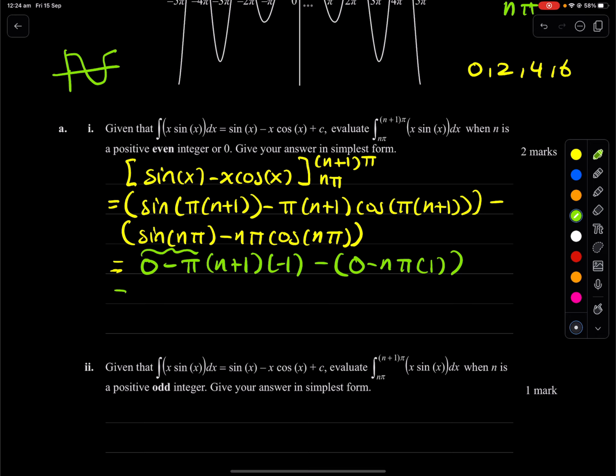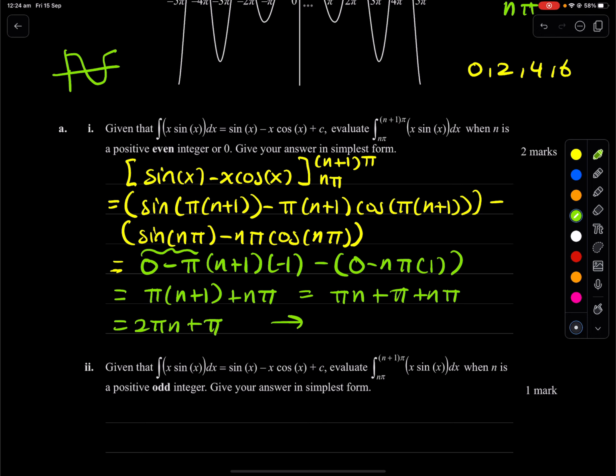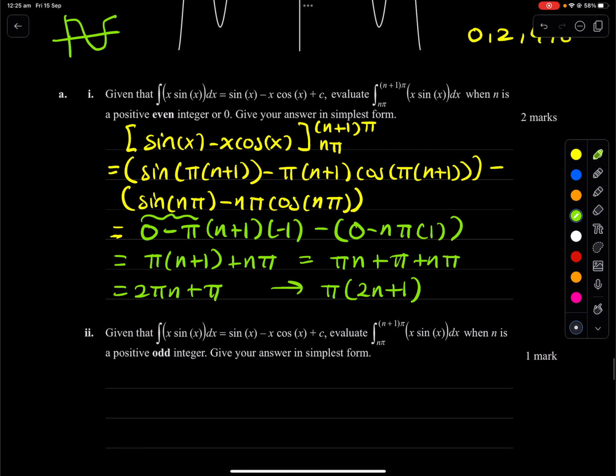Now let's simplify this. We're saying pi(n+1) plus n pi, which we can say is 2 pi n plus pi, therefore the final answer is pi(2n+1). That's your answer. There we go.